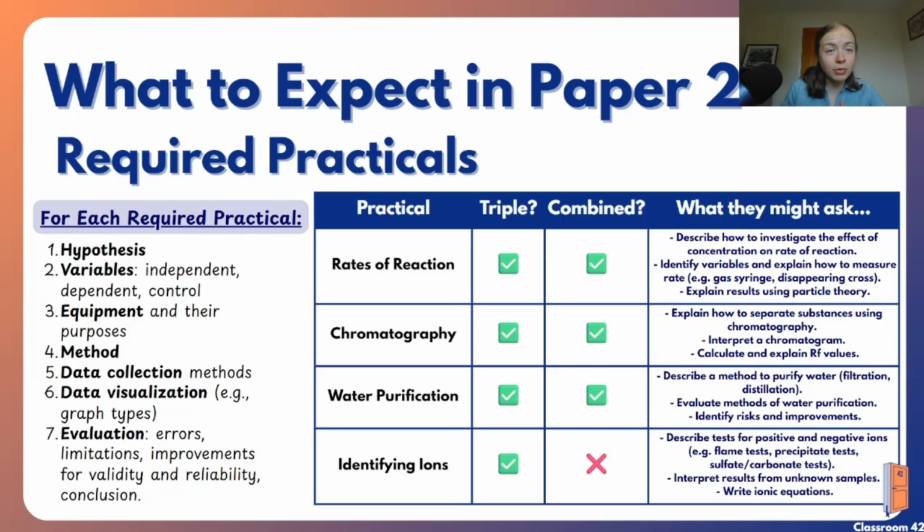And for water purification, which is from the final topic, one of the things you might need to do is describe a method to purify water. So relevance could be filtration and distillation. And then you also need to evaluate different methods of water purification. So you did a required practical in your class, but you also might be given a slightly different method for water purification, which might be done in a different place or for a different reason. And you need to be able to talk about what the pros and cons of that might be, and identify risks and improvements to practicals as well.